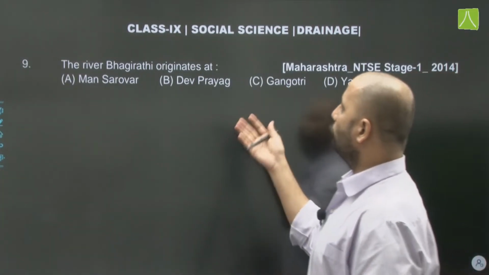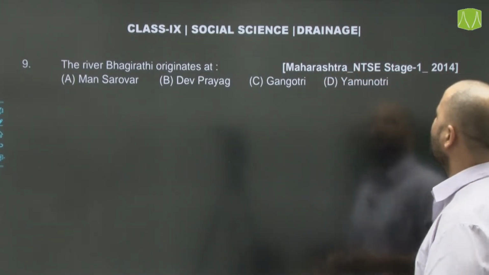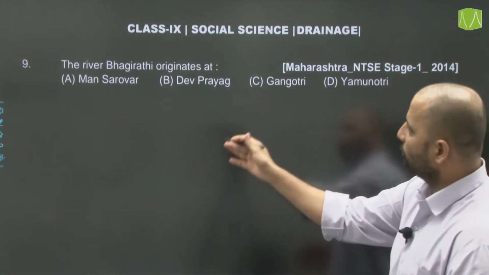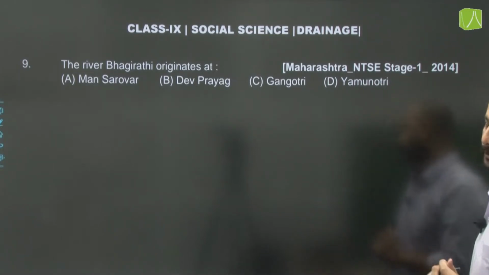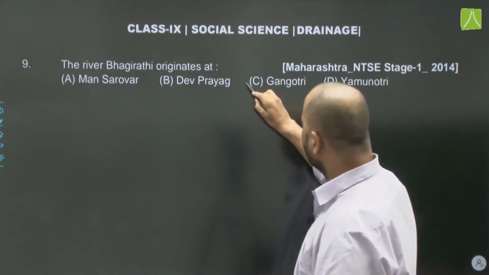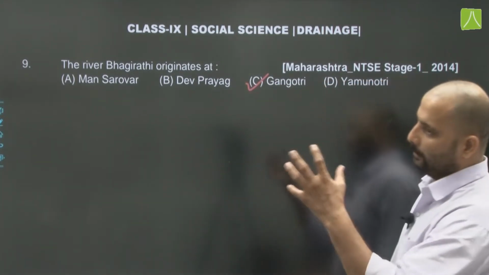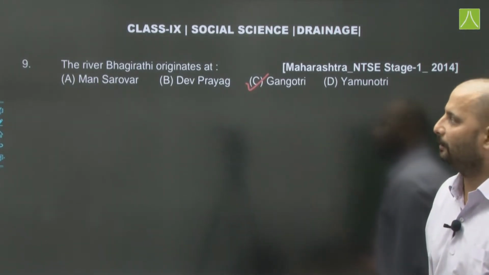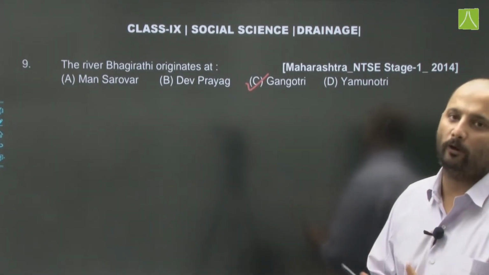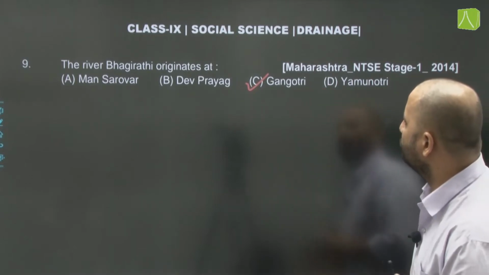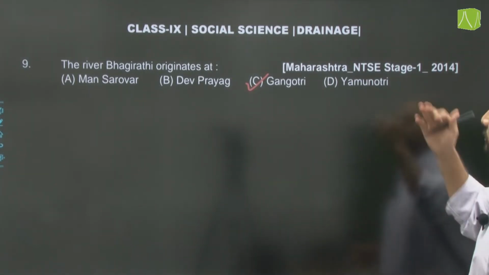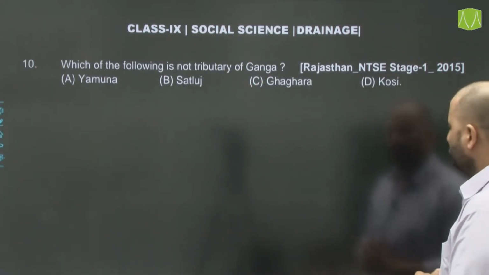The river Bhagirathi originates at Maharashtra NTSE Stage 1 2014: Mansarovar, Devprayag, Gangotri or Yamunotri. The correct answer is option number 3, that is C, Gangotri. Bhagirathi and Alaknanda are the two headwaters or head streams of river Ganga. It originates from Gangotri. Okay. So, let us move on to our next question.